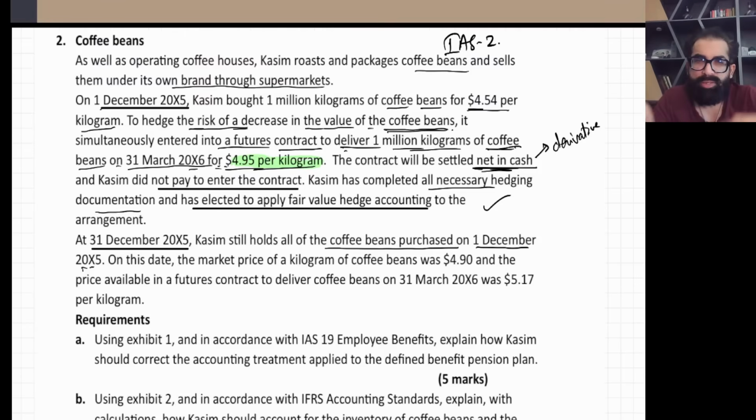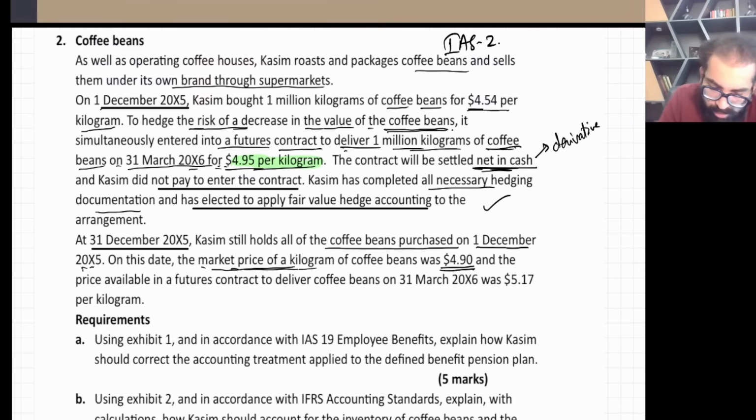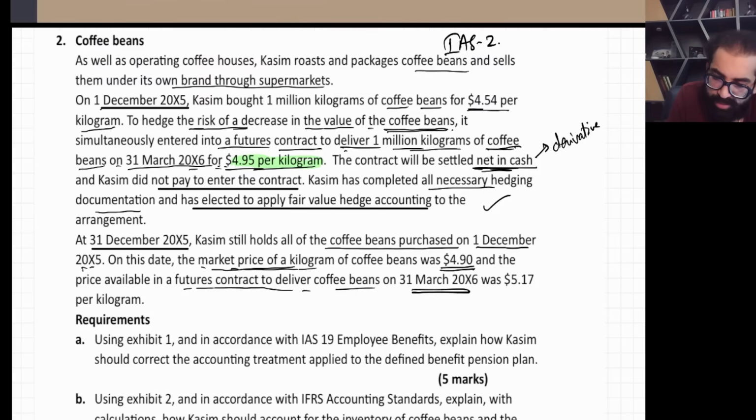Okay, right? Now on this date, the market price, see, this is the real world, the hedged item. The market price of a kilogram of coffee beans was $4.9, and the price available in the futures contract to deliver coffee beans on 31st March X6 was 5.17. Okay, so this is the fair value of the hedging instrument.